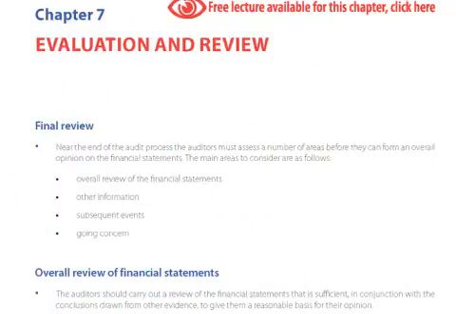Page 41. Evaluation and review. Near the end of the audit process, we must assess a number of areas before we can form an overall opinion. Overall review, other information, subsequent events, and going concern are areas to have particular attention paid. Auditors should carry out a review of the financial statements. The review should be sufficient, in conjunction with conclusions drawn, to give us a reasonable basis to arrive at and express an audit opinion.